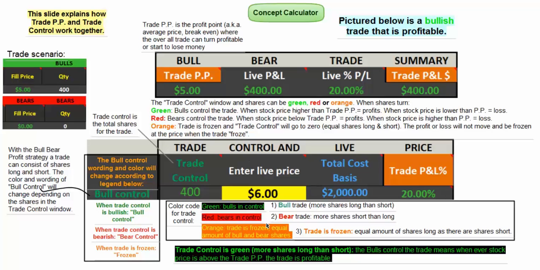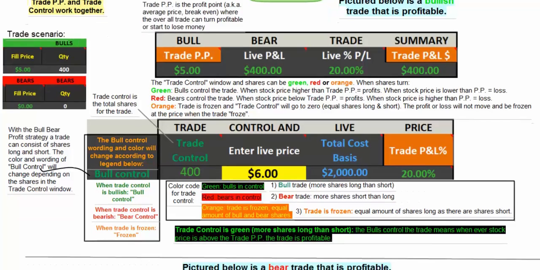So we'll explain further down different scenarios about when the trade is bearish or when it's frozen. The color code, this window color code, is summarized right here. If this is green, which again it isn't green, the bulls are in control. So on a bull trade, there's more shares long than there are short. And red means there's more shares short than long. And orange, a trade is frozen. Trade control window turns orange, trade is frozen, and there's an equal amount of bull and bear shares, so the equal amount of shares long as there are shares short.